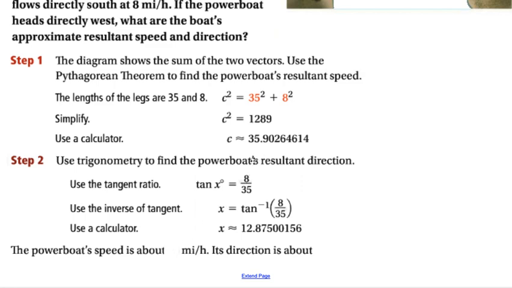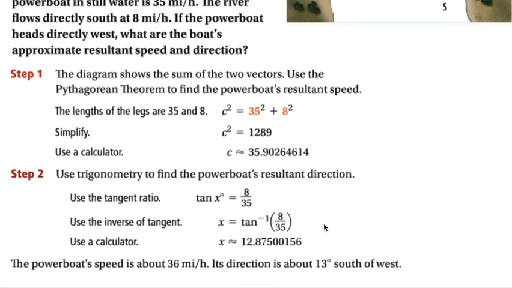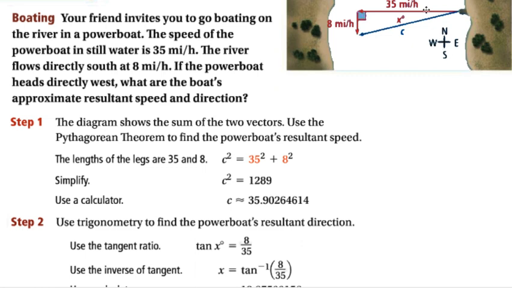So our speed up here is about 36 miles an hour to the nearest whole number. Its direction is about 13 degrees, and the direction is south of west. Okay, this direction would be west, and it's a little bit south of that.